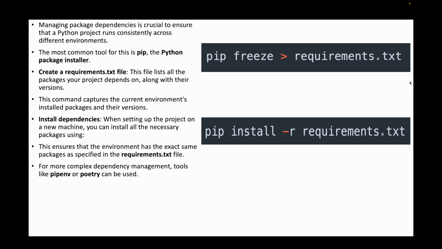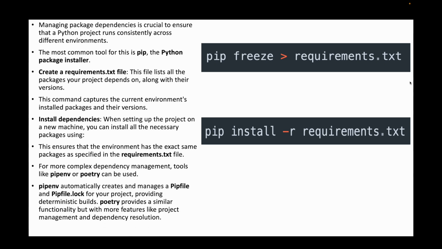And for any complex dependency management, we have tools like pipenv or poetry that can be used. So pipenv will automatically create and manage a Pipfile and Pipfile.lock for your project, providing deterministic builds. And poetry provides similar functionality but with more features like project management, dependency resolution, and so on.